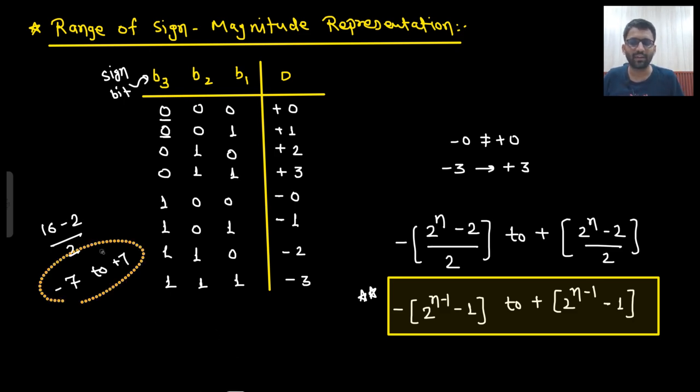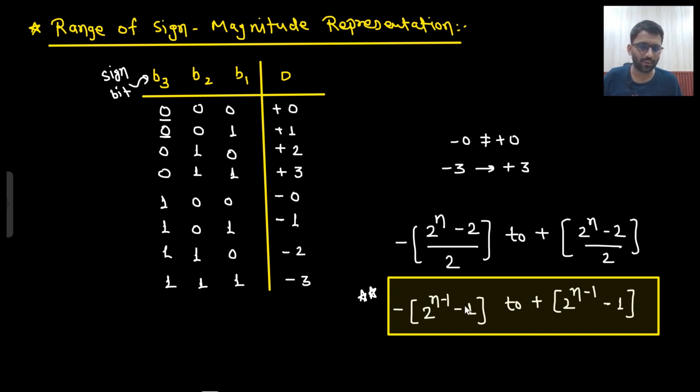Okay, and if you put the value in the formula, so if you put 4 here, then 2 to the power 3 is 8. So 8 minus 1 is 7. So minus 7 to plus 7. Same thing you are getting. Okay.